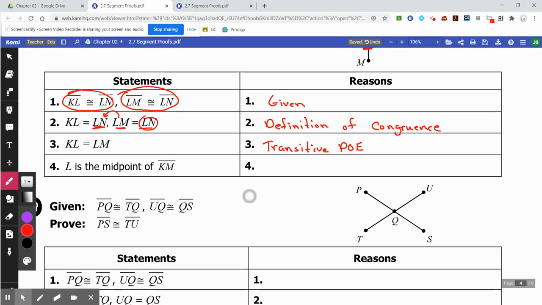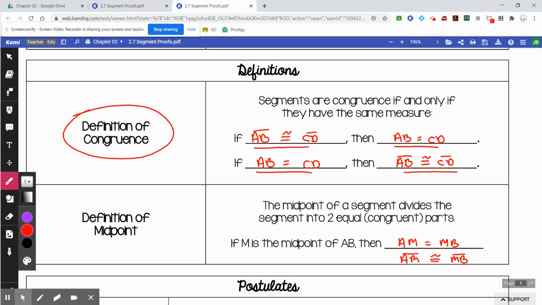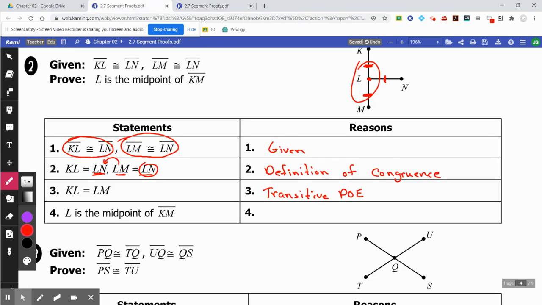Now, why is L the midpoint? Our last step said that KL and LM were the same size. Since those are the same size, then this has to be the middle, because the definition of a midpoint says if AM is equal to MB, then M is the midpoint. This is a biconditional because it is a definition, so you can use it forwards or backwards. So this implies this, and that would be true because of the definition of a midpoint.